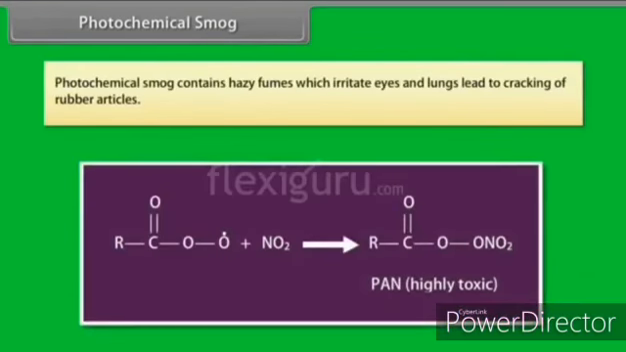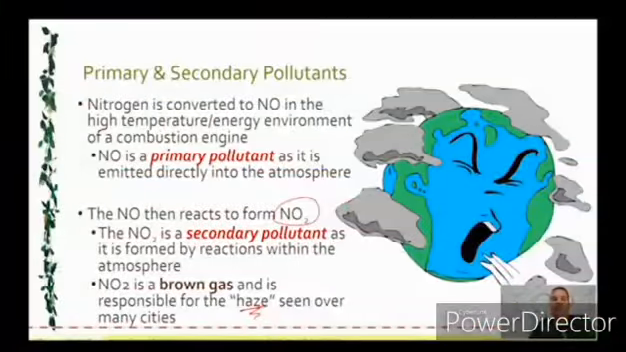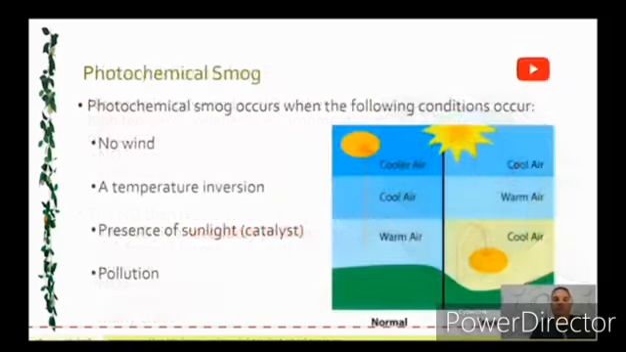Photochemical smog contains hazy fumes which irritate eyes and lungs, and lead to cracking of rubber articles. You see it over many cities. So it's a very clear indicator, if you've got that brown haze there, that you've obviously got that conversion of nitrogen into nitrogen monoxide occurring in car engines, and then the further reaction in the atmosphere in the presence of sunlight.